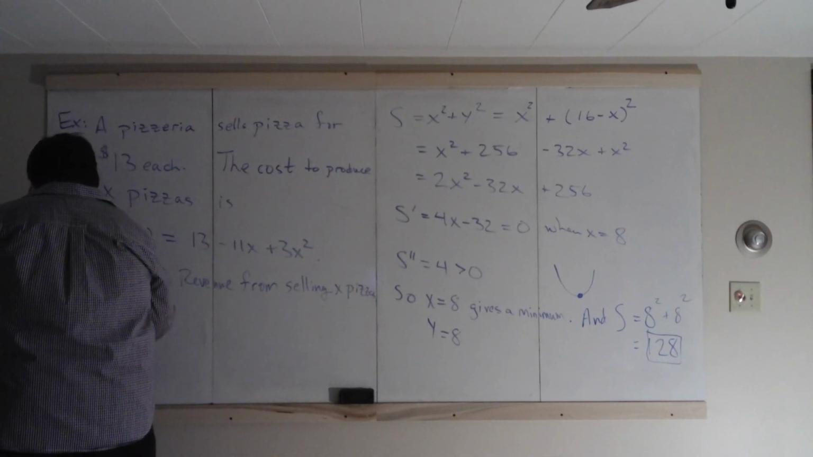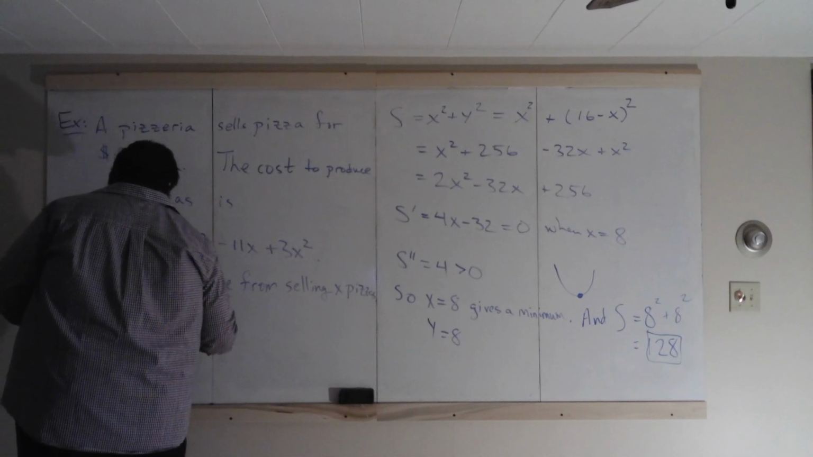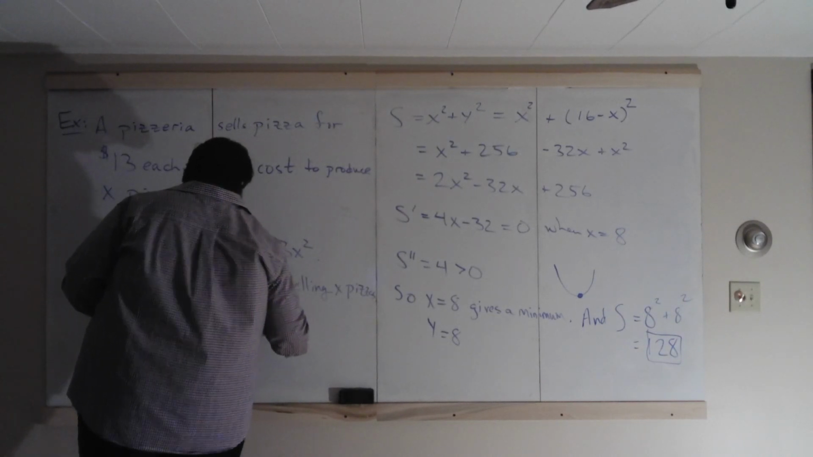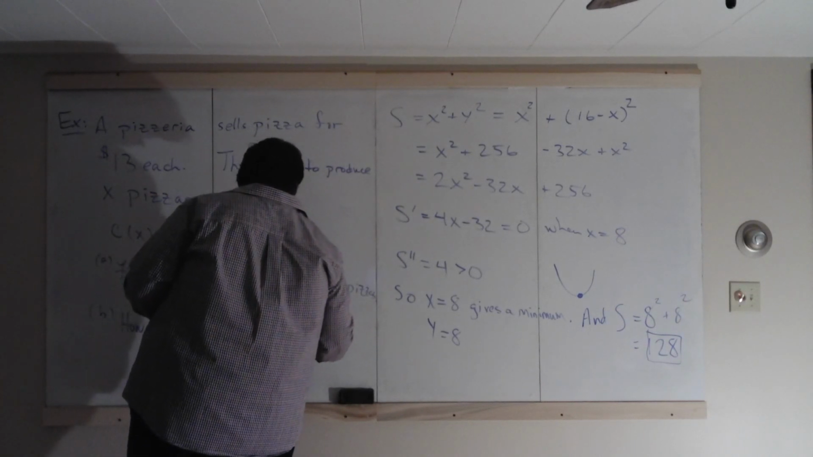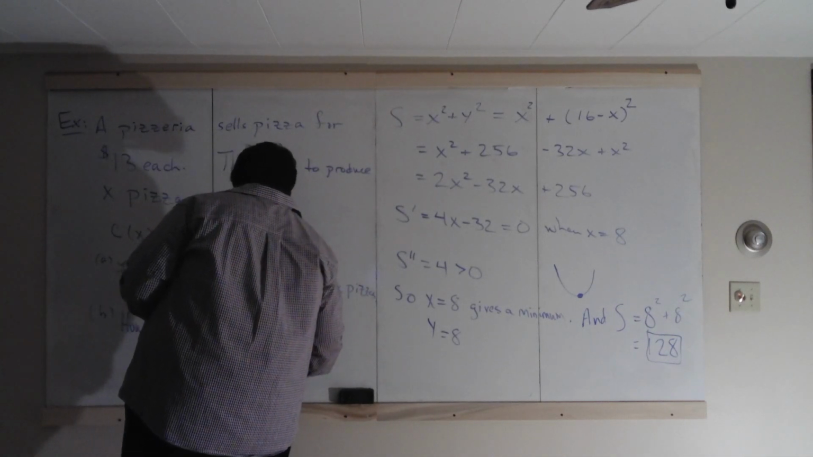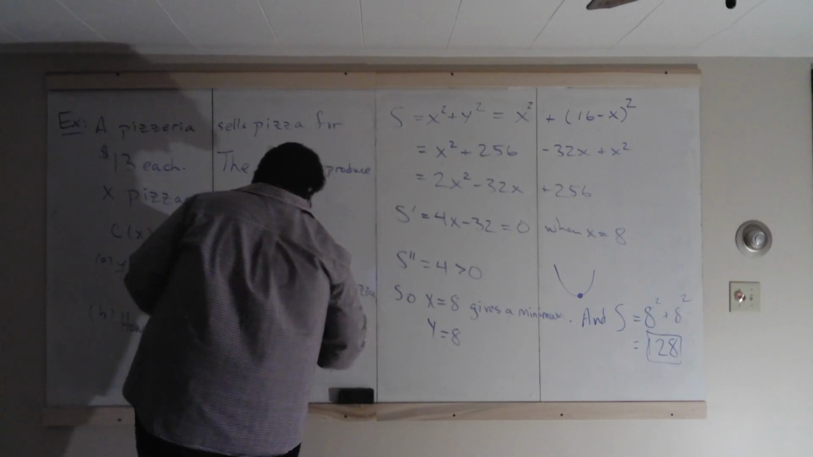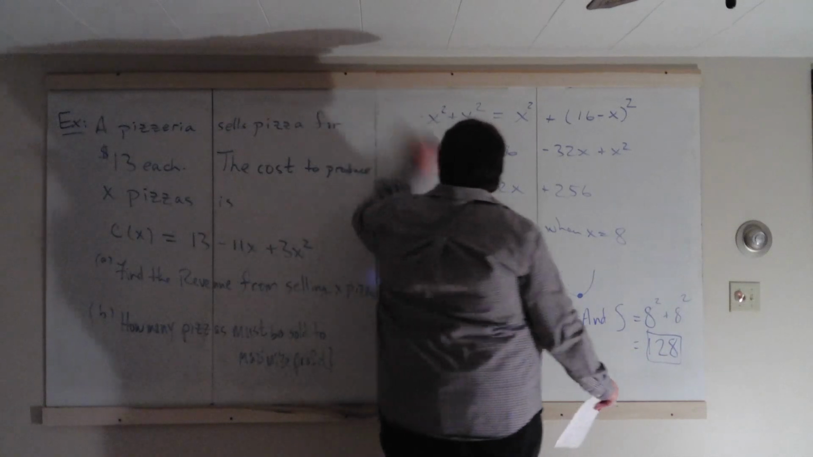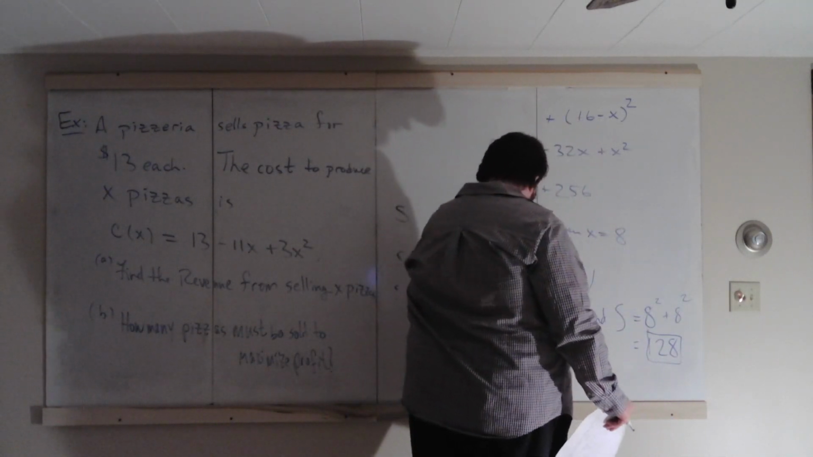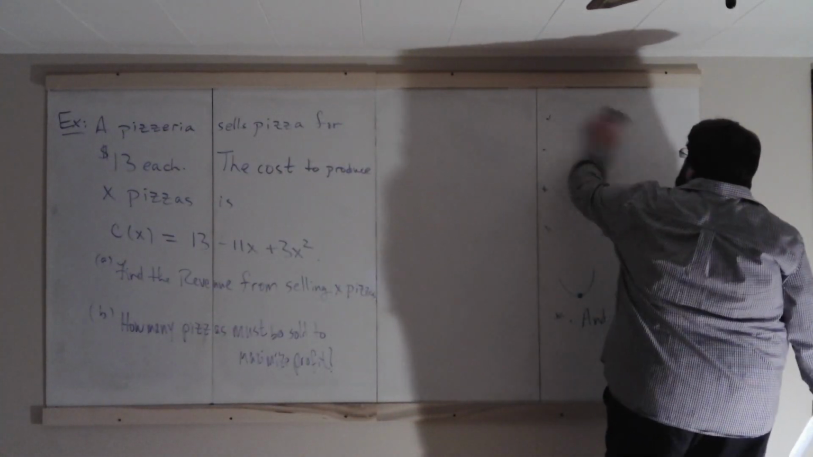Part B, how many pizzas must be sold to maximize profit? So 2 parts. Find the revenue from selling x pizzas, and then maximize profit.